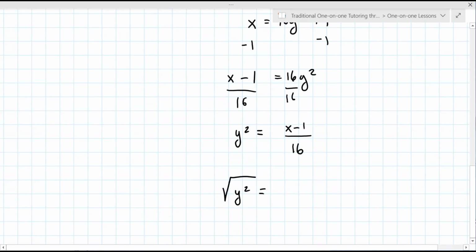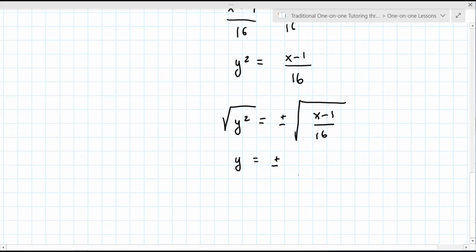I guess I didn't show that very well in the last problem, but you take a square root of both sides. When you do that, it's plus or minus. So Y equals plus or minus the square root of X minus 1 over 16. Now we look at the answer space and see if any of those are there. And the answer is it is not there.